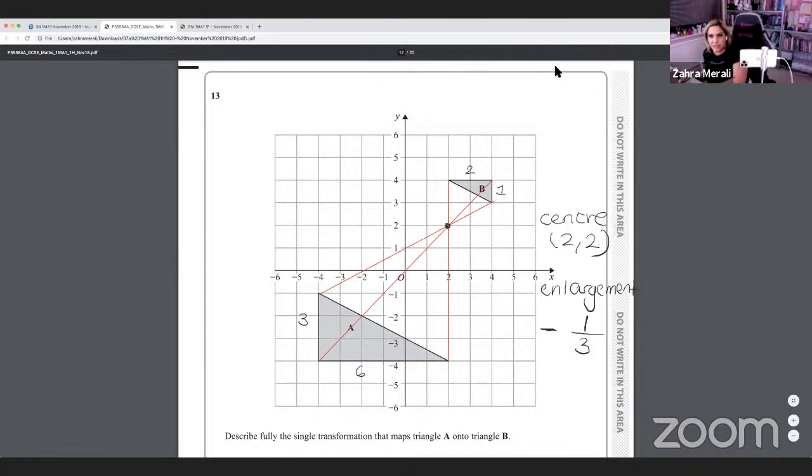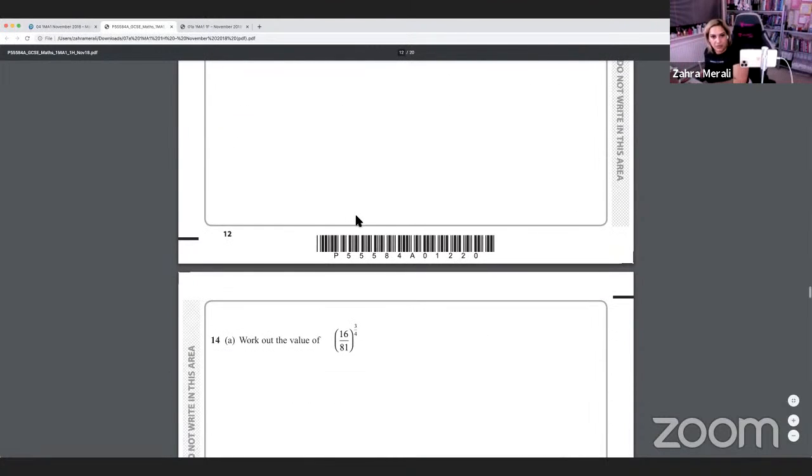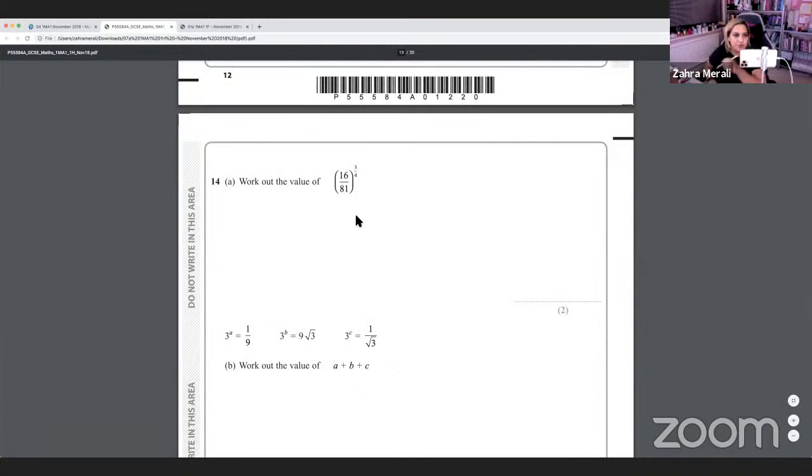Okay, question 14. We're going to work out the value of 16 over 81 to the power of 3/4. So we're going to split it up. We're first going to do the over a quarter bit. So it's the same as saying 1/4, then all of that cubed. So a quarter is the 4th root. To take a 4th root, you take a square root and then you square root it again. So you take 1 square root and you take the square root again.